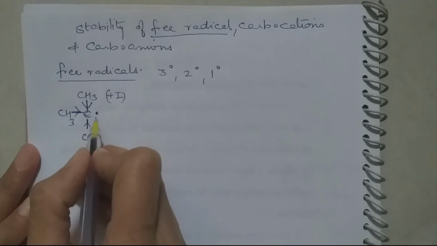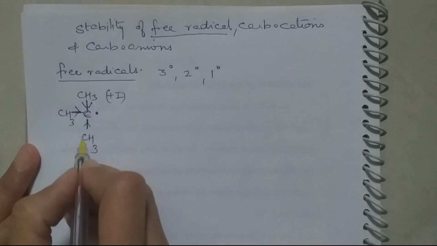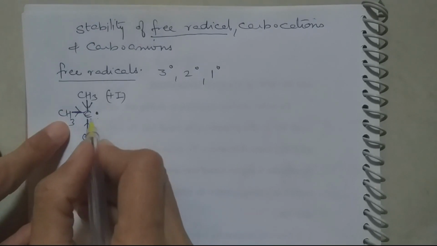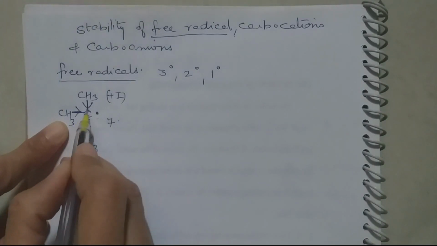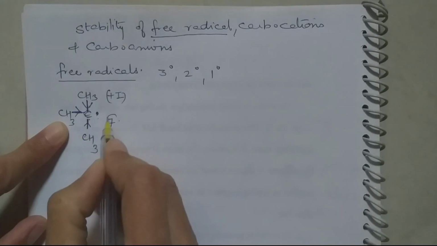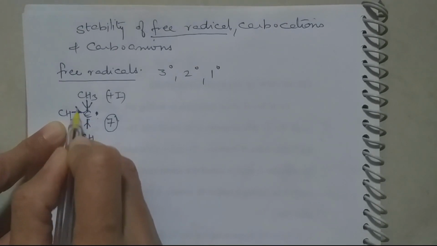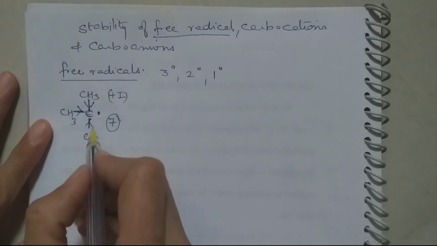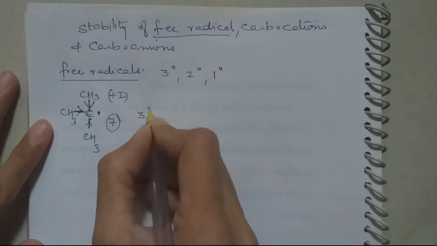It means it can form a bond only when it has 2 electrons. These 3 are giving electrons to carbon, which has a deficiency of electron. When we count the electrons of this carbon, we will see that it has 7 electrons. Just count it: 1, 2, 3, 4, 5, 6 and this one 7. It means it is electron deficient, and these 3 CH3 which are attached to this carbon are giving electrons to this carbon and helping it to overcome its electron deficiency. Therefore it is more stable. 3 degree is more stable.